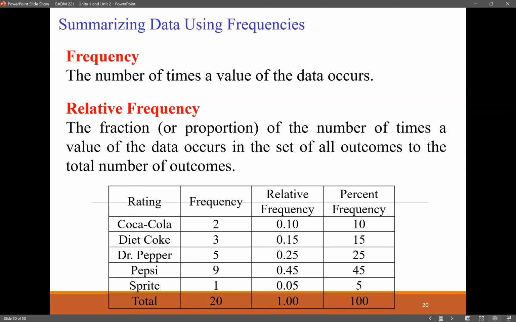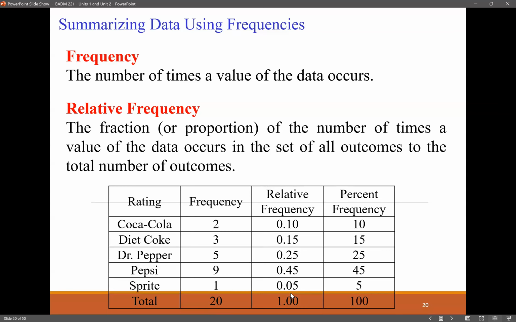What proportion of the total data is the Coca-Cola? So 2 over 20. We can calculate this by dividing 2, the number of Coca-Cola, by the total number of data. So we learned the definition of proportions, and the same way we will calculate. So 2 over 20, then 3 over 20, 5 over 20, which is 0.25, and like that we can calculate.